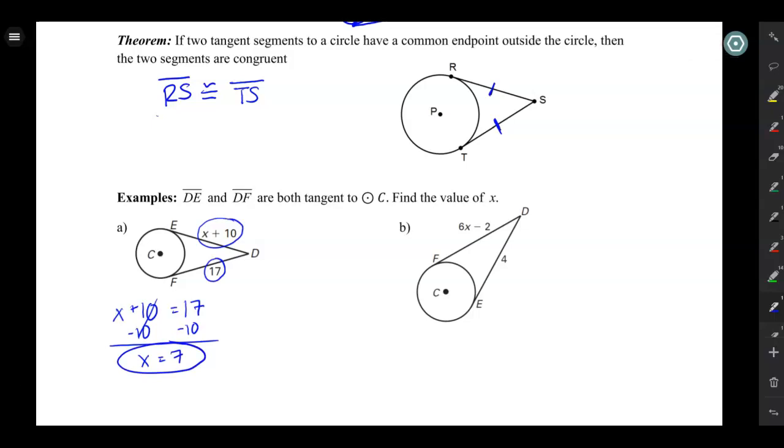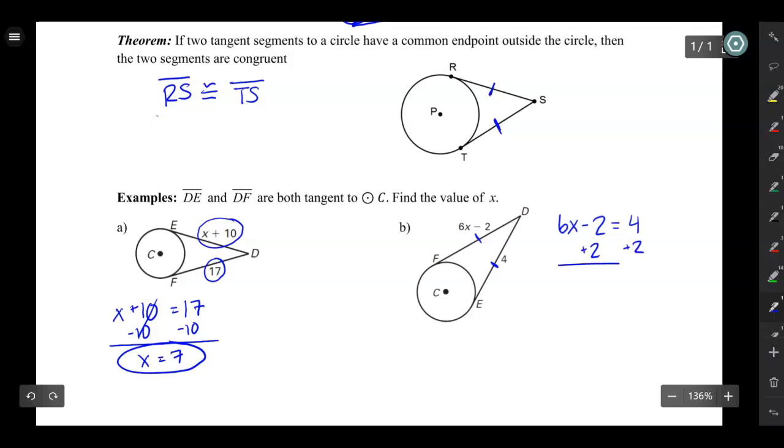I can do a similar thing in the next problem. So again, I'm assuming that DE and DF are both tangent segments, and they have this common endpoint D. So that means that these two segments are congruent to each other. And congruent means they're the exact same length, which means that 6x minus 2 has to equal 4. So I'm going to go ahead and solve for x.